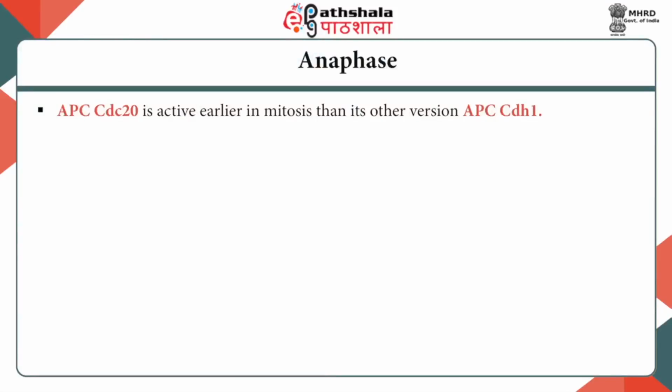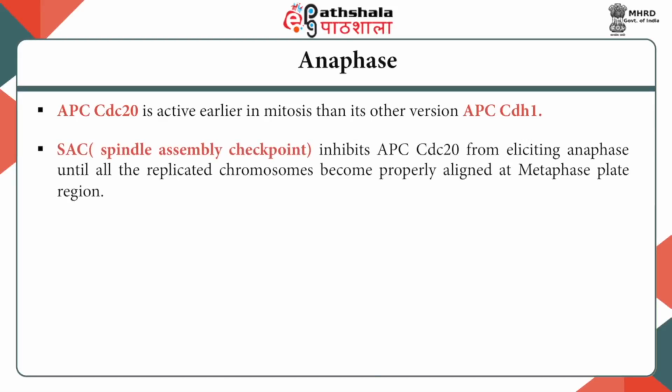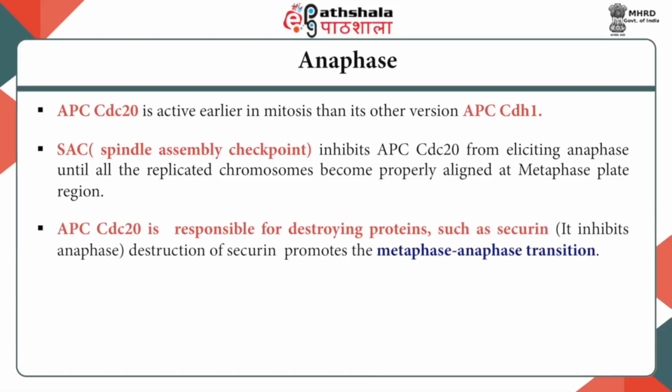APC CDC20 is active earlier in mitosis compared to its other version of APC, CDH1, until all the replicated metaphase chromosomes become properly aligned at metaphase plate. SAC, that is, spindle assembly checkpoint, inhibits APC CDC20 from eliciting anaphase, which is responsible for destroying securin. Securin basically inhibits anaphase, so its destruction by APC CDC20 promotes metaphase anaphase transition.